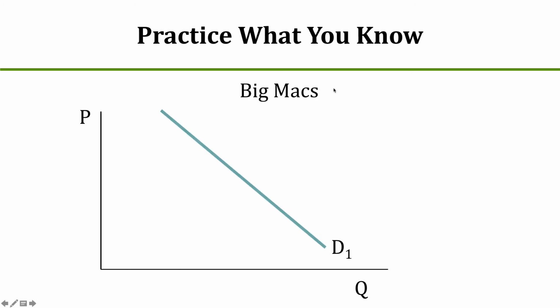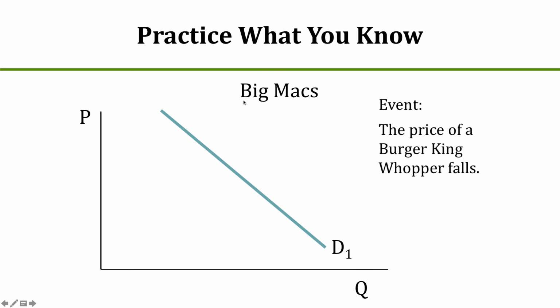The next practice is about the Big Mac market. The event is the price of a Burger King Whopper falls. So we know that Big Macs and the Whopper are substitutes. If the price of Whopper decreases, you want to buy more Whoppers. So you don't need to buy Big Macs anymore because Whopper is cheaper. That's why the demand in the Big Mac market will decrease.